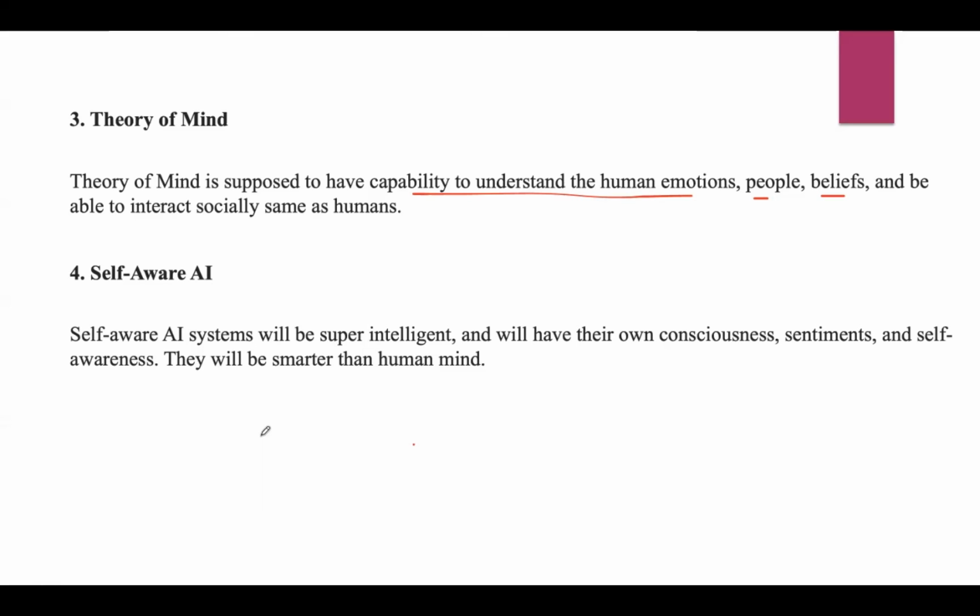As shown in the movie I, Robot, an AI system named Vicky becomes self-aware and starts making decisions to protect humanity in a controversial way. Similar to theory of mind, this self-aware AI does not exist in reality. These are different types of AI based on functionalities.